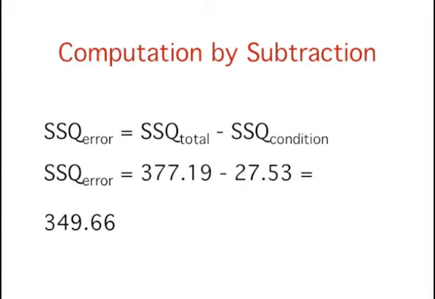The sum of squares error can also be computed by subtraction. SSQ error equals SSQ total minus SSQ condition. So, for the smiles and leniency data, SSQ error equals 377.19 minus 27.53, which equals 349.66. Therefore, the total sum of squares of 377.19 can be partitioned into SSQ condition, 27.53, and SSQ error, 349.66.